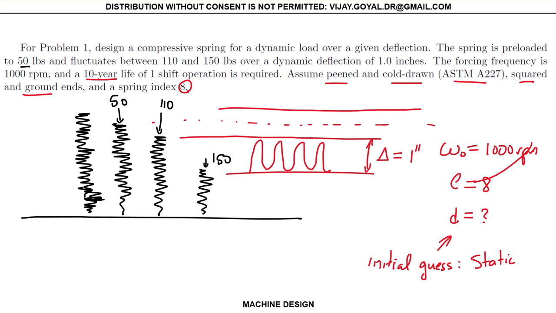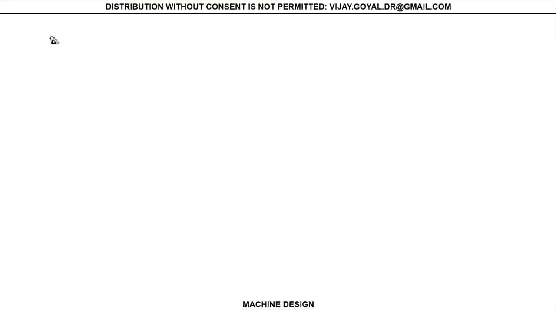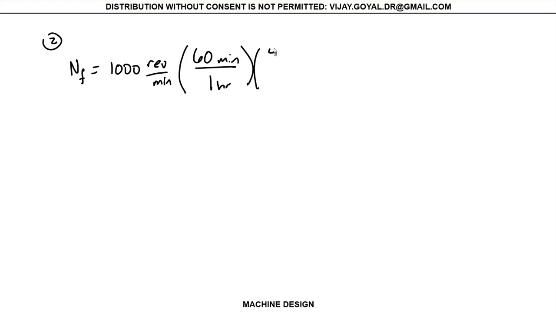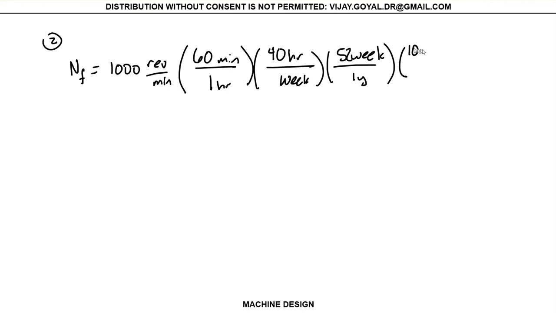In this particular problem, the first thing we want to know is what type of life we have. So we will start with NF. NF, we know that is 1000 RPM, so revolutions per minute, and this is 60 minutes, we have 60 minutes in 1 hour. We have 40 hours, a continuous work of 40 hours in a week. We have 52 weeks in 1 year, and this is going to be working for 10 years. So when I evaluate this, it gives me 1.2 times 10 to the 9 cycles.